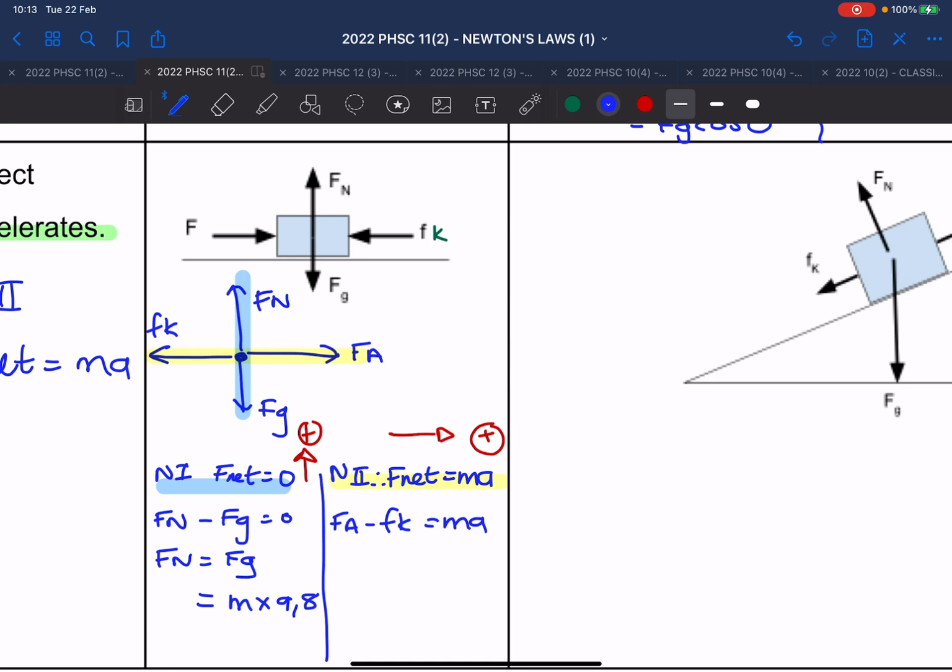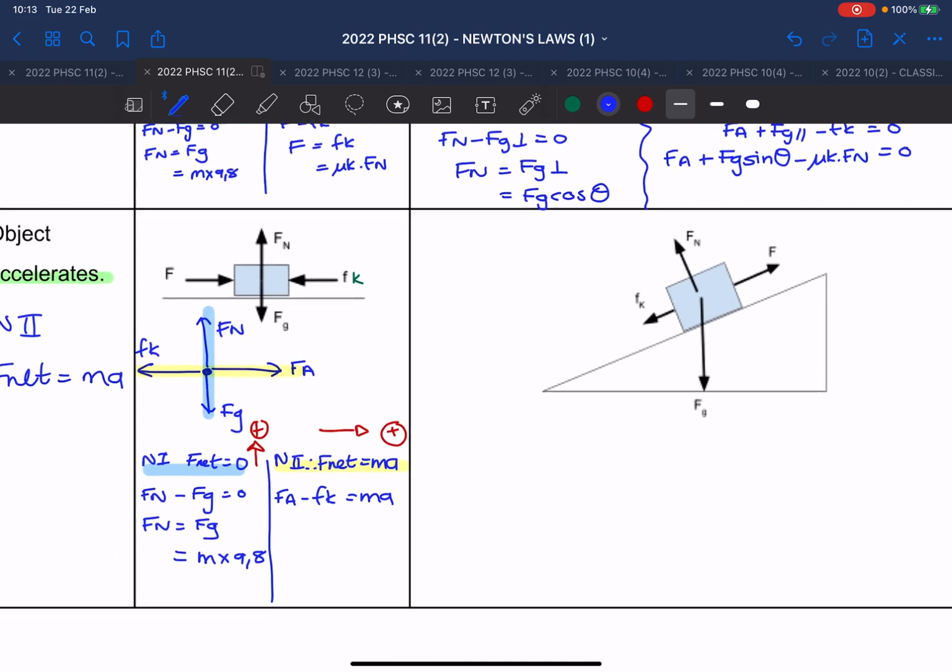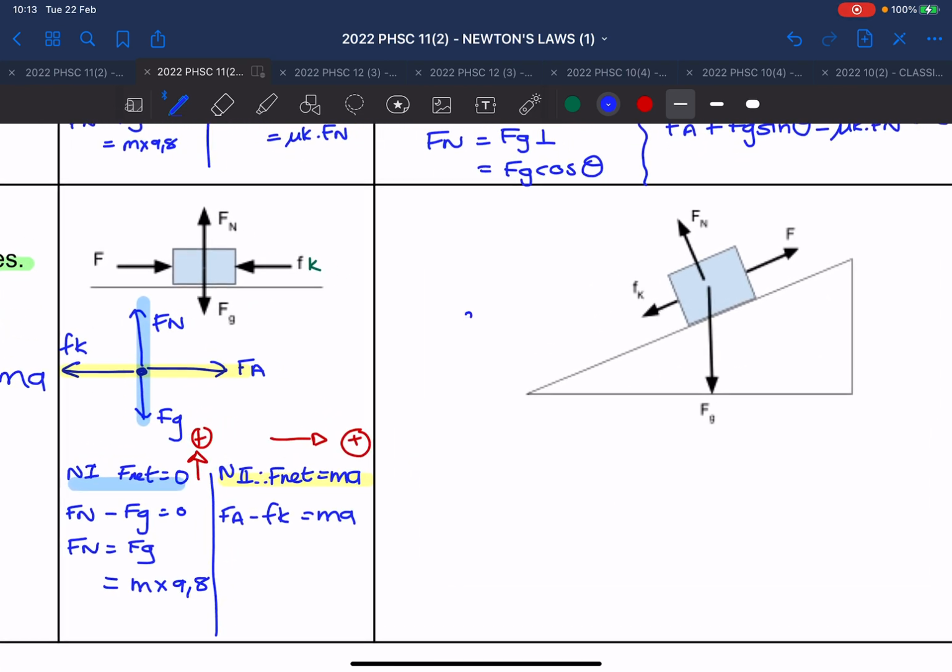I'm going to skip a bit now. We can obviously take Fk and say Uk times Fn. But we've practiced that a million times, so I'm just going to leave it there for now. The next one there on the right hand side. If we draw the free body diagram there, we see we have gravitational force towards the center of the earth.